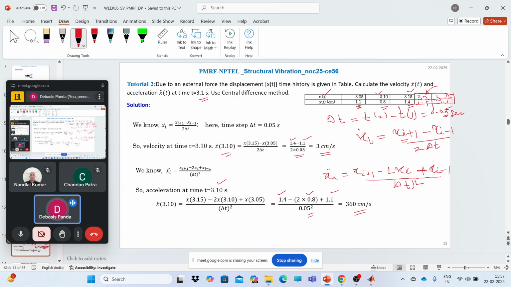If they ask to calculate the value at a particular point, we need to consider three values and subsequently use these two formulas to calculate. Sorry, it's centimeter per second square, obviously, for acceleration. So it must be 360 centimeter per second square. So now you have the idea how, on pen and paper, for every time step we can calculate the displacement, velocity and accelerations using the central difference technique.